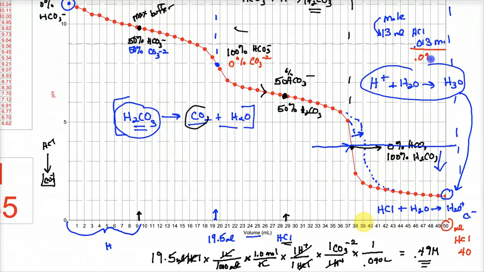So that's 0.090 liters, since I have to be in liters to get my molarity. Dividing 0.013 by 0.090, I get a molarity of 0.1444. That's my concentration of H plus. To get my pH, I take the negative log of that, and I got 0.84. So my pH was 0.84, and that's what it should be theoretically.